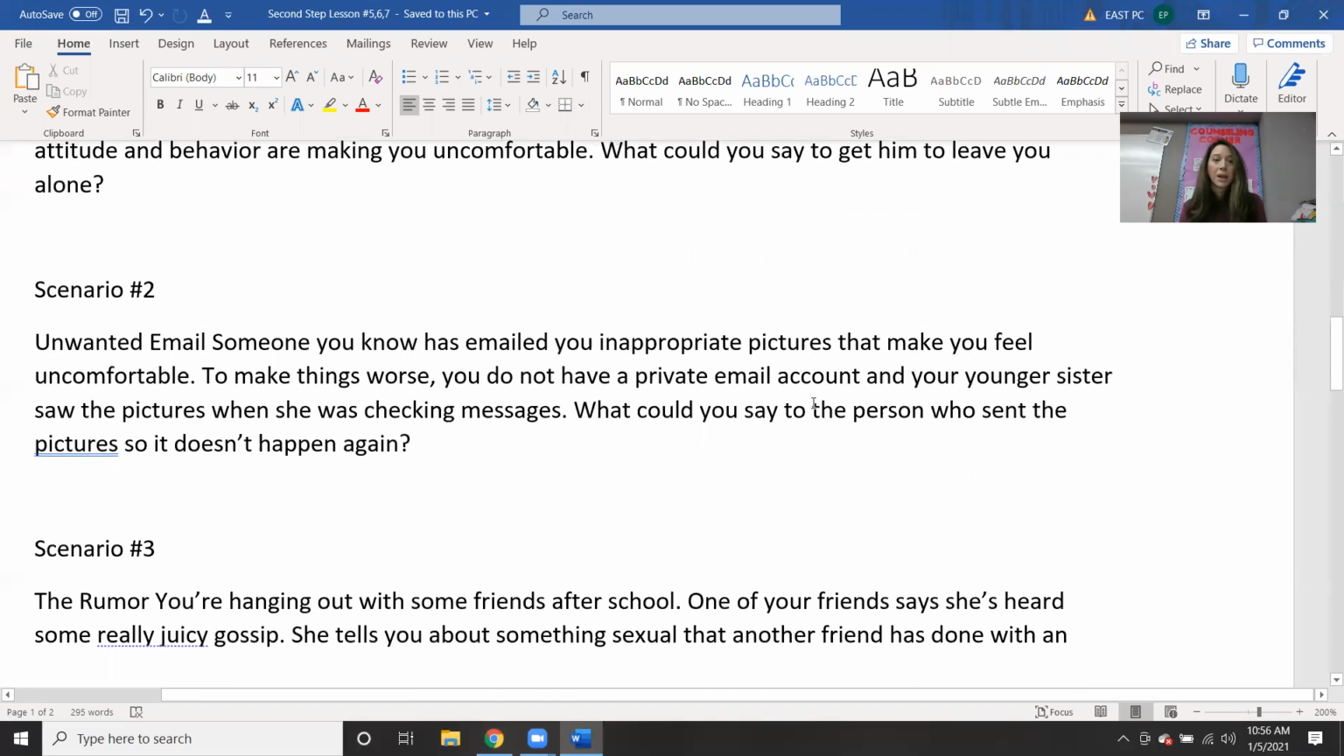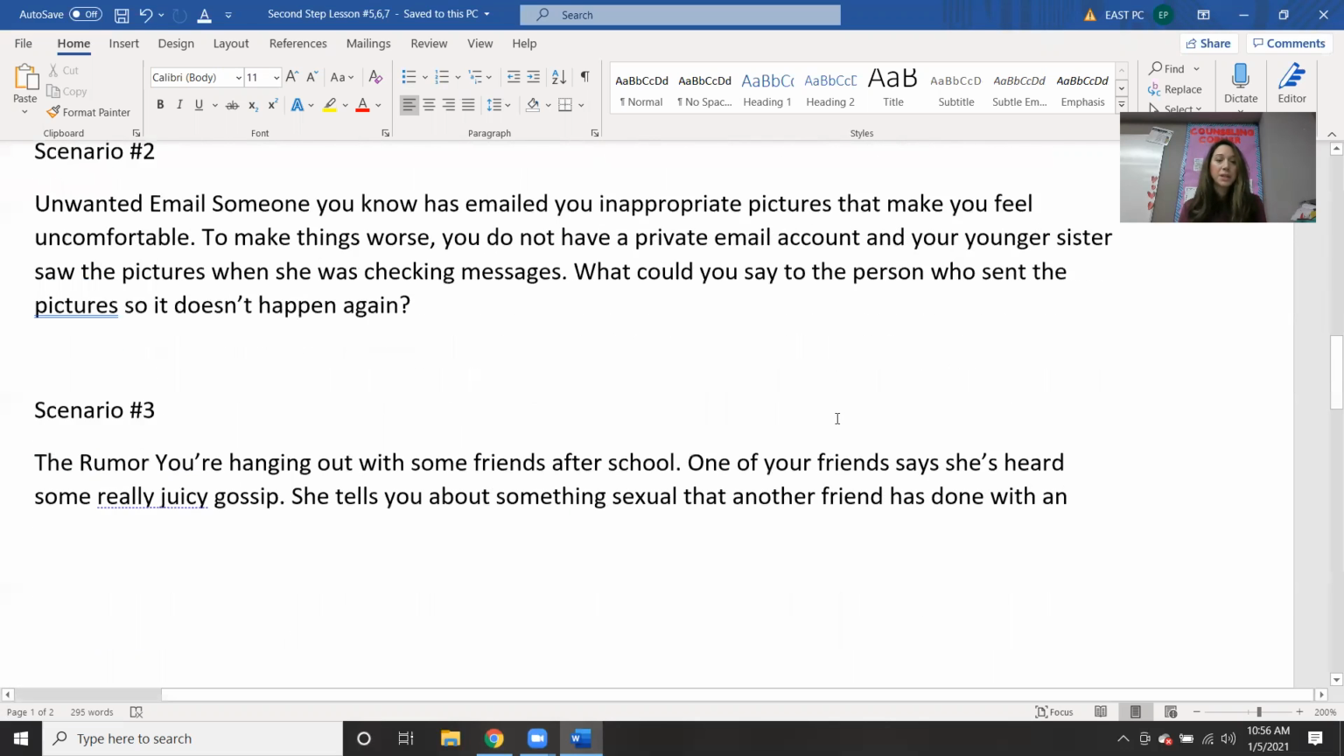Someone you know has emailed you inappropriate pictures. I bet this is a common thing with kids your age. What are you going to say to that person? You know, I don't want to receive these pictures. Please don't send them to me again. Otherwise, I'm going to have to block your number. I know it sounds mean, but if you have to say something like that, you could say it in a nice way. Listen, I don't like this. Then make it clear to the person that this isn't something you're going to be looking at, right?